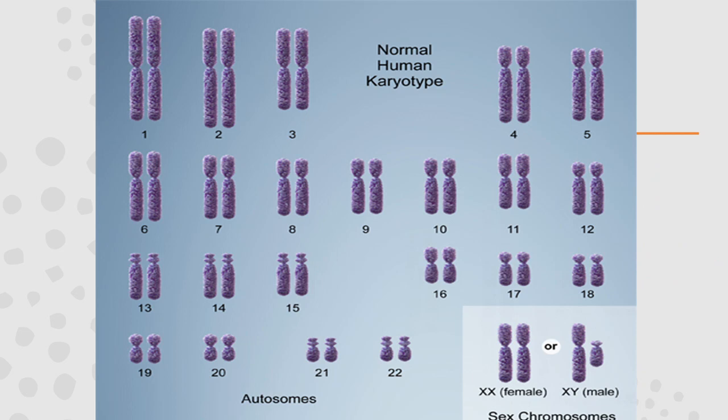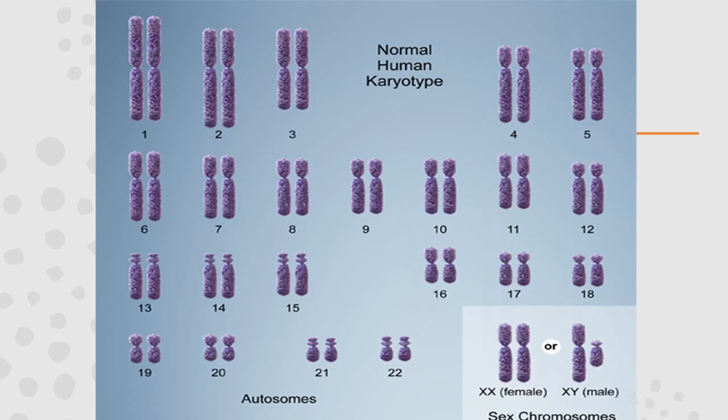Now, one thing I hope you notice is that there are 22 pairs that match each other. Those are what we call the autosomes. The autosome chromosomes are the ones that essentially match each other. They all carry the same information, but there are also ones down here that are called the sex chromosomes. Sex chromosomes determine your biological sex.